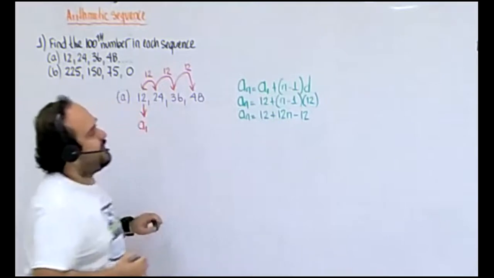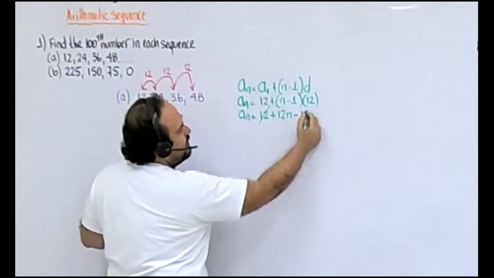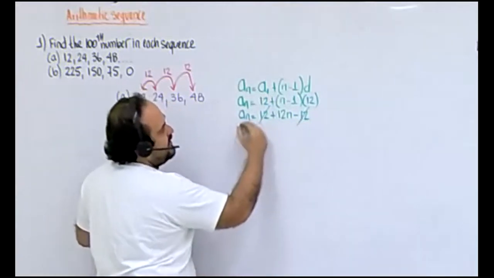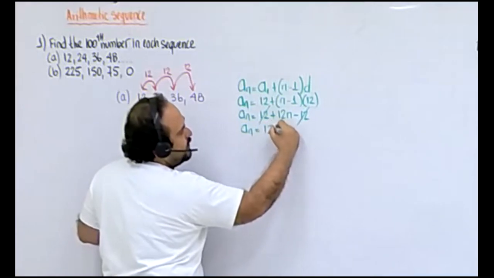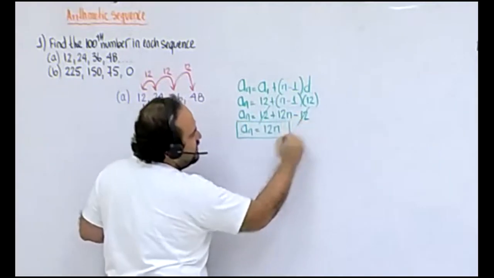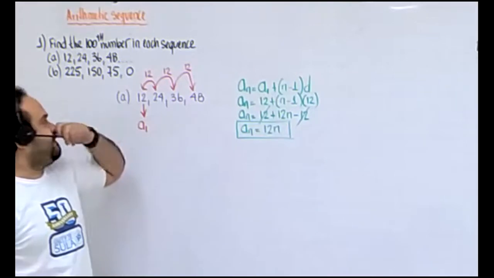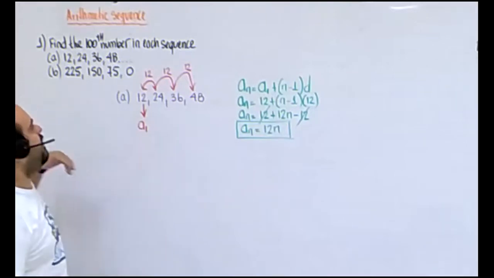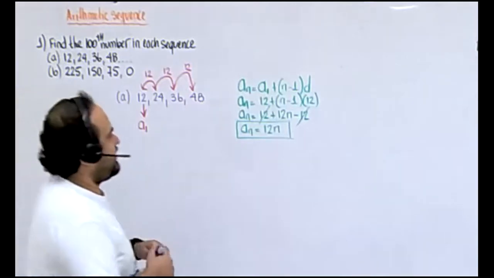So we can combine like terms. 12 minus 12 is 0, so both cancel, and our equation will be equal to 12n. This is going to be our nth term. This is the algebraic expression. Now, because the problem is asking for the 100th number, or the 100th term, we're going to apply what you said at the beginning of the situation.